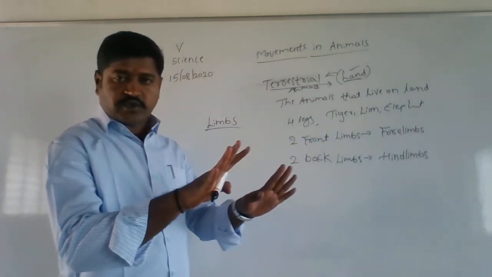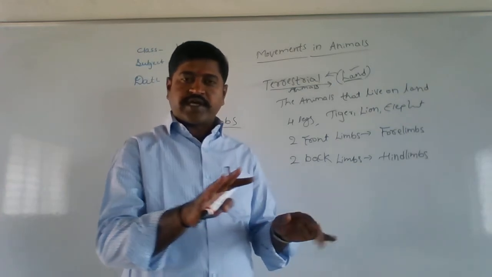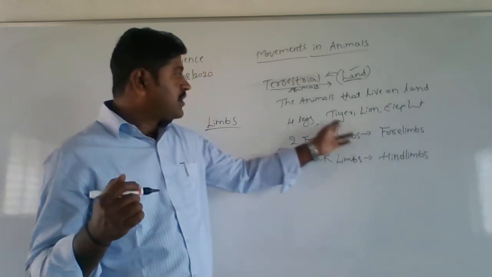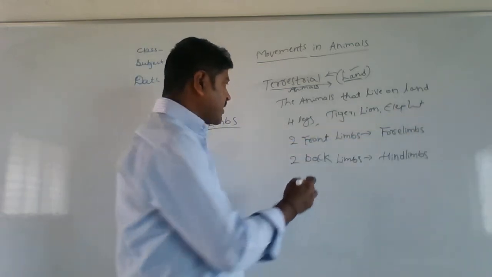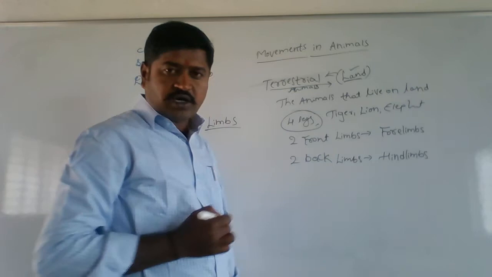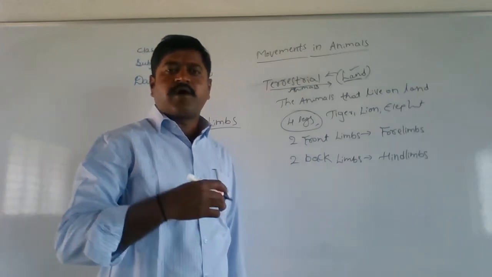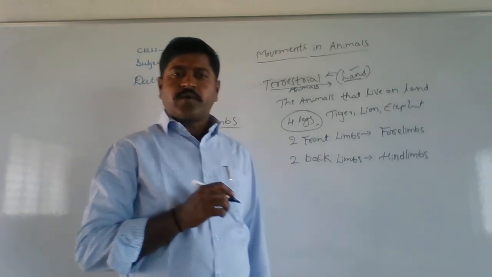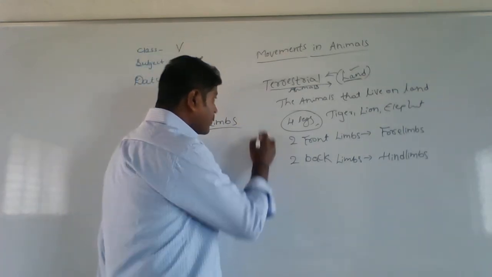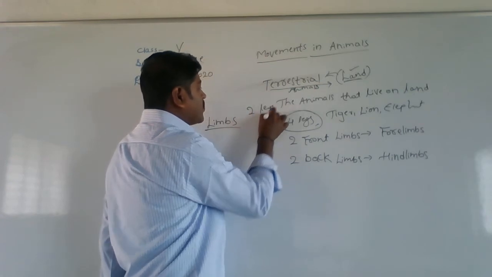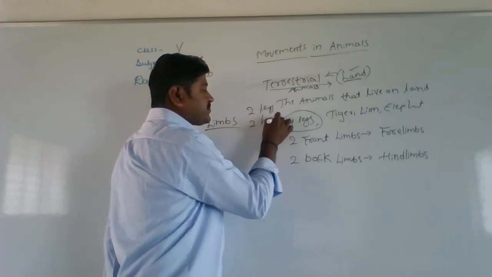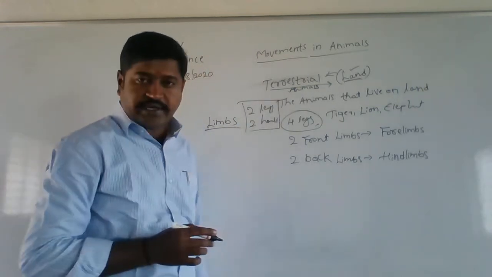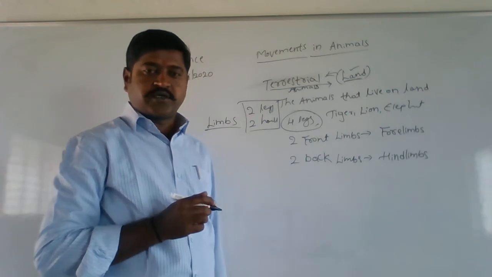So front two legs will be forelimbs, whereas the back two legs will be hind limbs. So all these animals, what are they doing? They are using all four legs or all four limbs and walking or moving. But human beings, we all know that we have only two legs and two hands. Is this right?